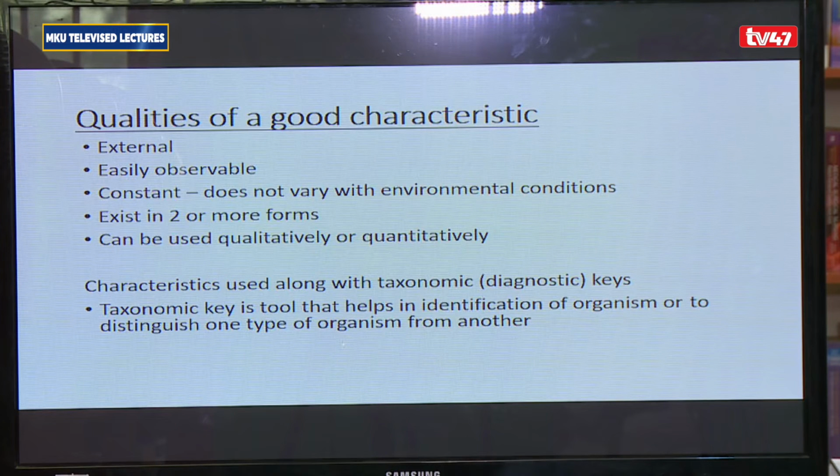Third quality, it should be constant. That is a characteristic that does not vary with environmental conditions, such that in one season it is present and in another season it is absent. We need one that is constant throughout, that exists in that particular organism in all seasons. The fourth quality of a good characteristic is that it should exist in more than one form. If it exists in more than one form, it makes it easy for us to be able to distinguish the various organisms that we have.